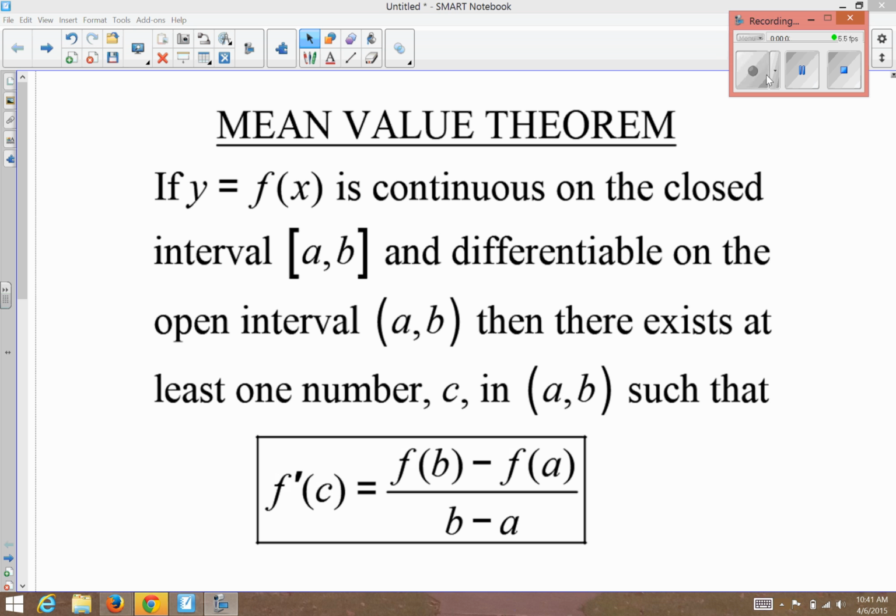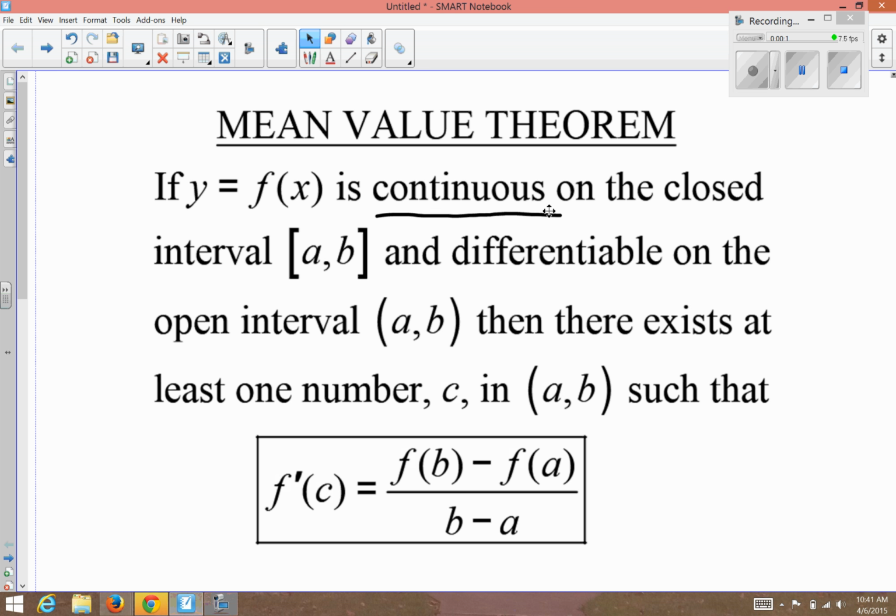This is the mean value theorem. It is a theorem about a function that is continuous from a to b and differentiable from a to b. The round parentheses here mean the function does not have to have a derivative at a or at b, but it has to have a derivative at every number between a and b.